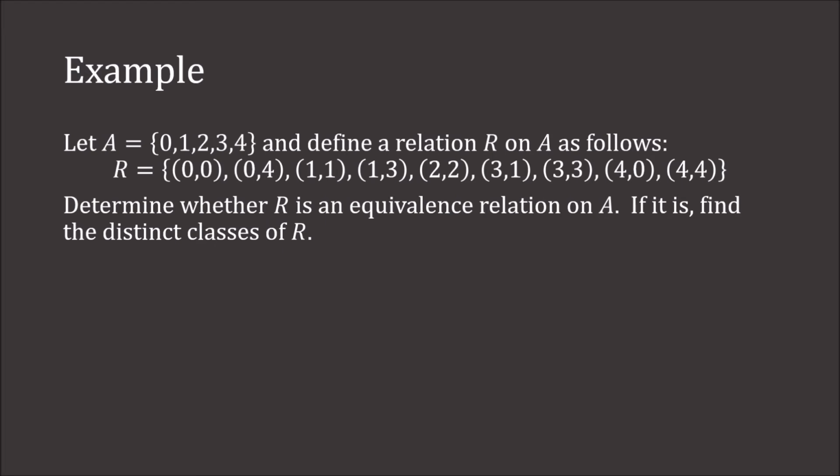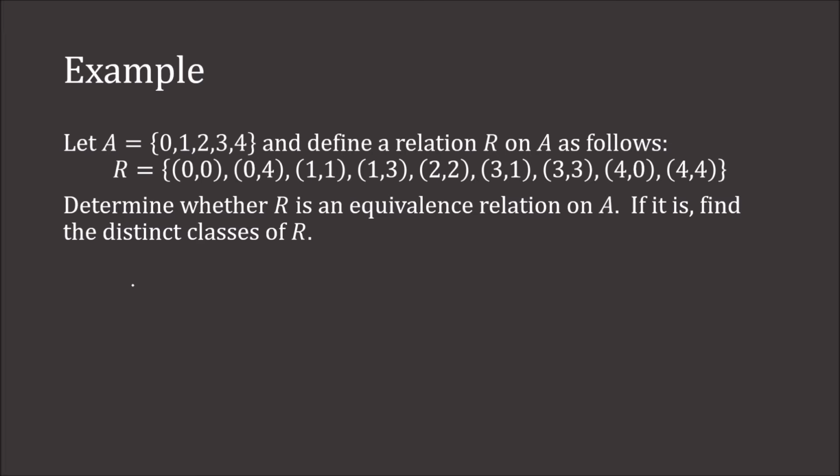So define a set A as the set 0, 1, 2, 3, 4, and define a relation on A as follows, so it's given here. We wish to determine whether this is an equivalence relation on A, and if it is, to find the distinct classes of R. So when dealing with a finite relation, remember the easiest way to show reflexivity, symmetry, and transitivity is a directed graph.